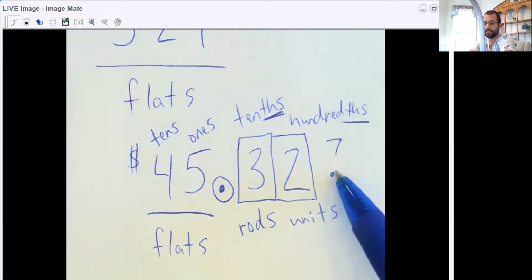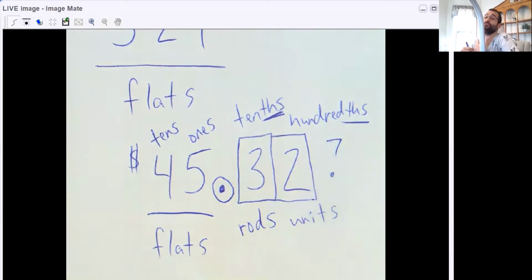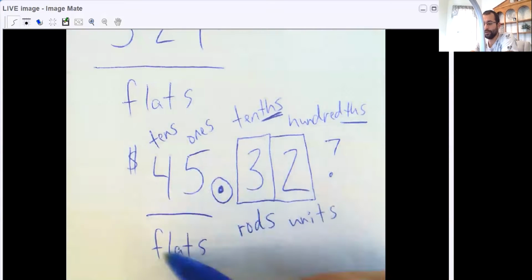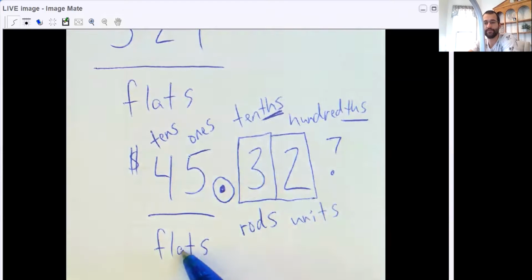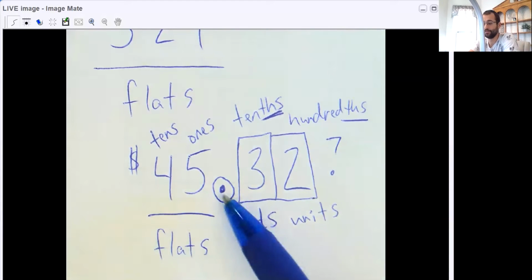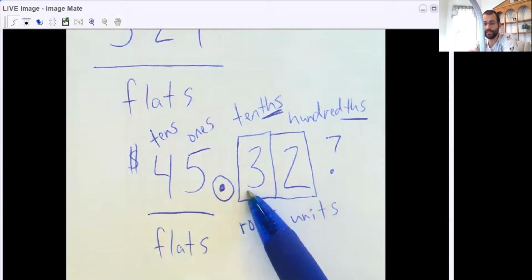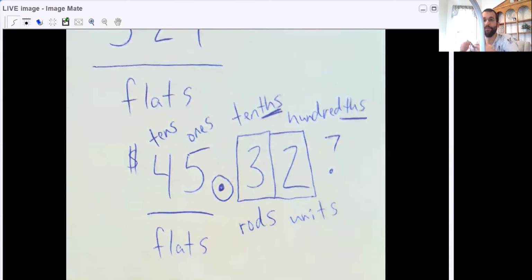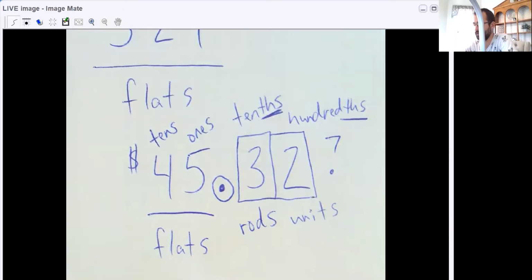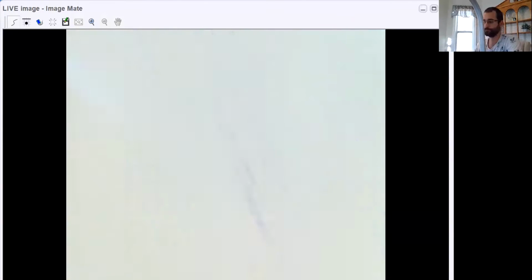And we're going to take a look as well at the one that comes next to this one. It's even smaller, okay? So here's what I want you to recognize. Your whole numbers, everything to the left of the decimal, are flats. And then to the right of the decimal, directly next to it are rods, and directly next to that are units. I'm going to tell you what that means here as we look at this example. All right, so let's take a look.